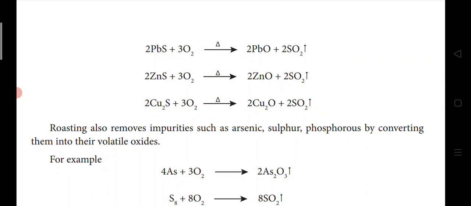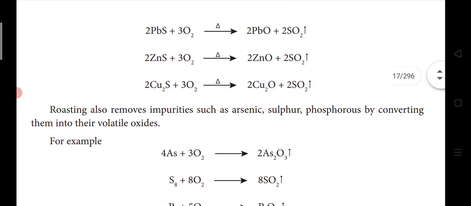In the same way, zinc sulfide will be converted by the process of roasting into zinc oxide, and copper sulfide will be converted into copper oxide. What this roasting will do is it also removes impurities like arsenic, sulfur and phosphorus by converting them into their volatile oxides.